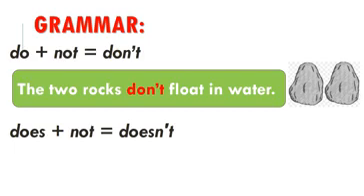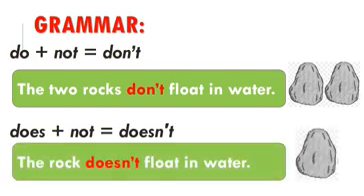So let's read again the sentence. The 2 rocks don't float in water. Okay, very good. How about the next one? The rock doesn't float in water. So how many rocks do we have? Okay, this time we only have 1. It means singular. So we use the word doesn't. So let's read again the sentence. The rock doesn't float in water.